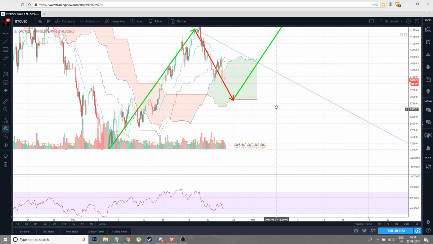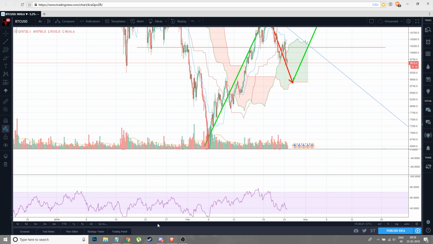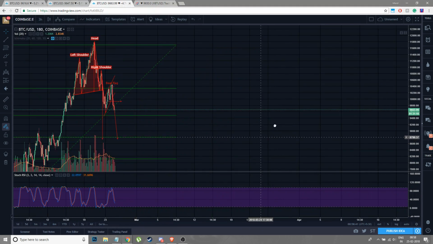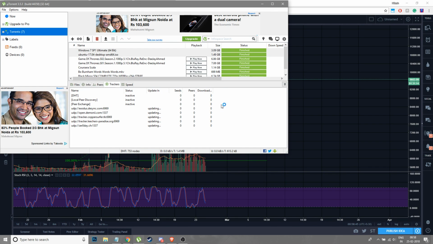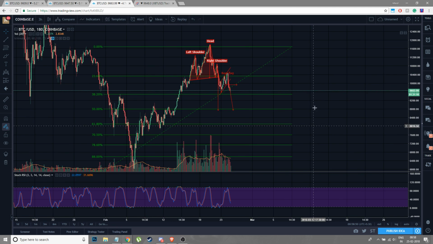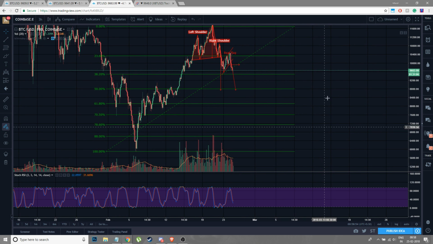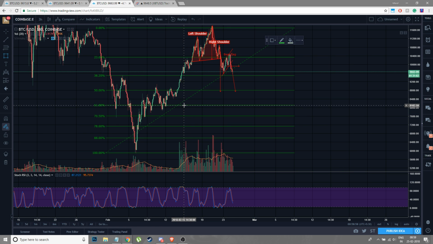So there is a small possibility that if the cloud breaks down, what happens? From a fib perspective, if the cloud was to break down, the next immediate support is at 8100. It's not at 8800, it's not anywhere in between, right? But as long as you're expecting 8800, you should keep your eyes open for this region.